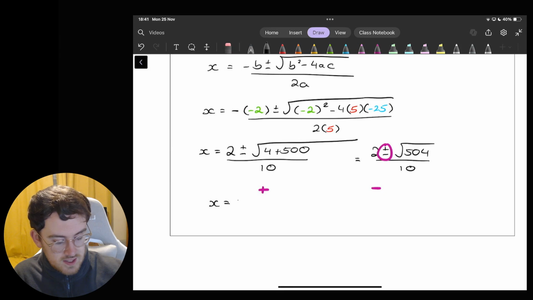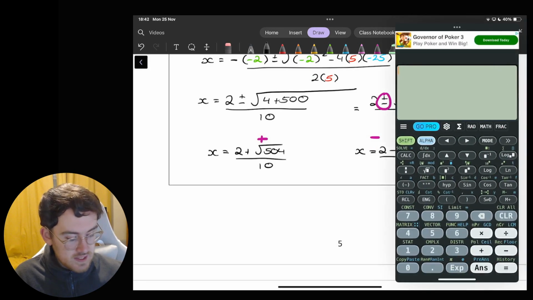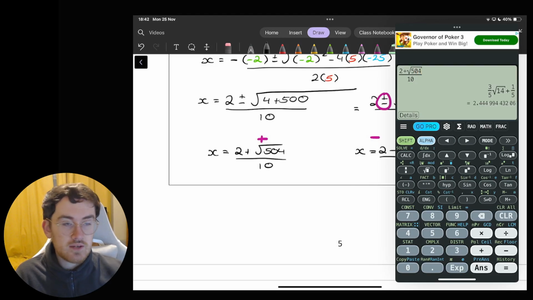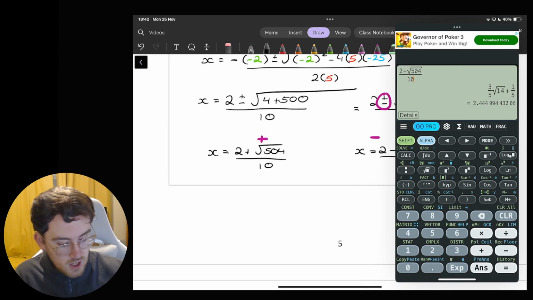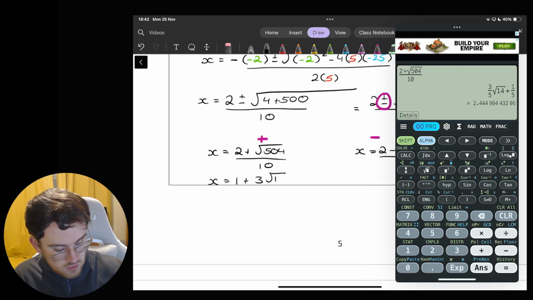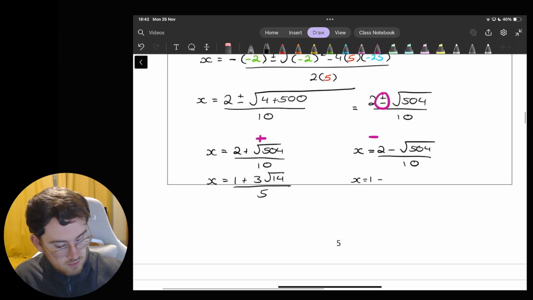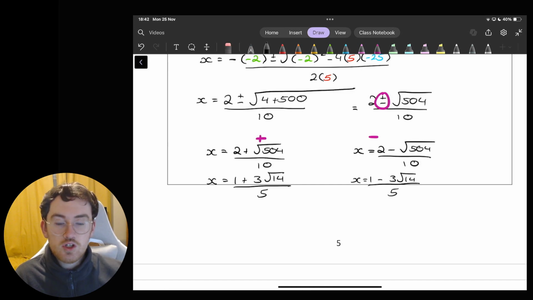So first of all, I'm going to say that x could be 2 plus the square root of 504 over 10. And over here, I'm going to say that x could be 2 minus the square root of 504 over 10. Now, at this point, I might want to type these into my calculator again to assess whether there is a simpler form that I can use here. Okay, now my calculator is giving me something crazy here, but it does simplify down a little bit. So 1 plus 3 times root 14 all over 5. And we'll have the same thing over here as well, just with the negative in place of the positive. So 1 minus 3 root 14 over 5. So these are my two possible answers.